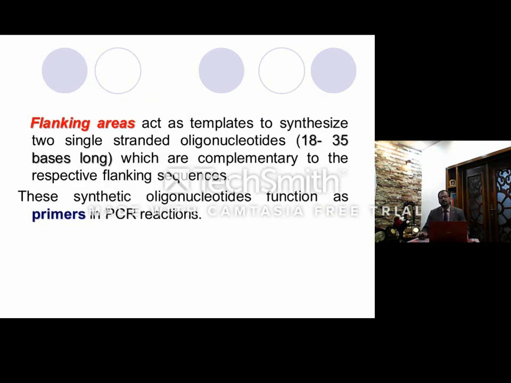So these flanking areas or these areas surrounding the target, once you know the sequence of these areas, they will form templates to synthesize 2 single-stranded oligonucleotides or stretches of DNA. Maximum length is going to be 35, and actually they are between 18 and 35 bases long. These are going to be complementary to the respective flanking areas. And these oligonucleotides are going to function like the primers for the synthesis of the DNA later on.